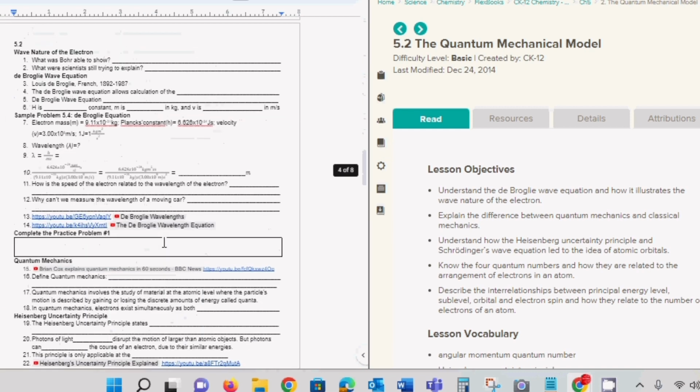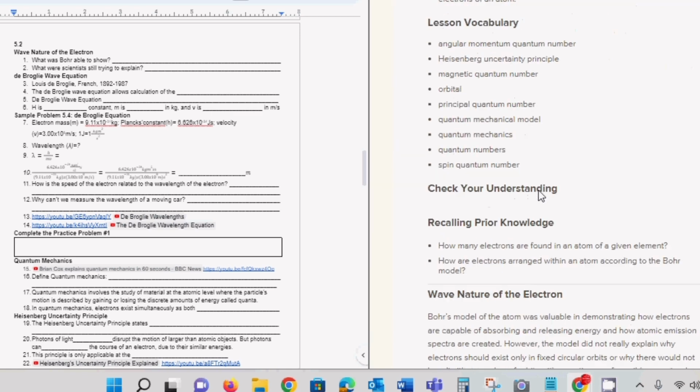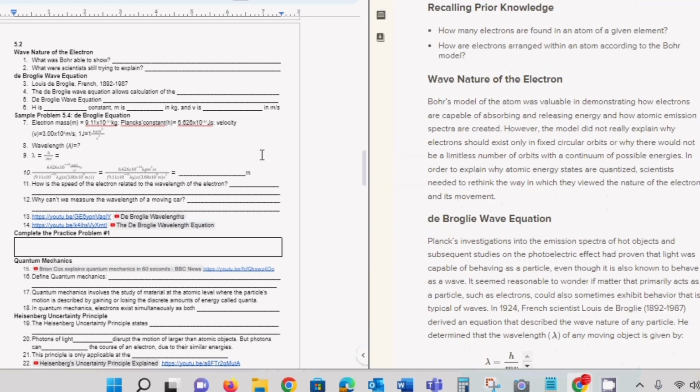So I'm going to scroll down here. This is 5.2 and this is 5.2, so I'm in the right section. And as you no doubt already have noticed, here it says wave nature of the electron, and here it says wave nature of the electron. So I will find those answers in the text.